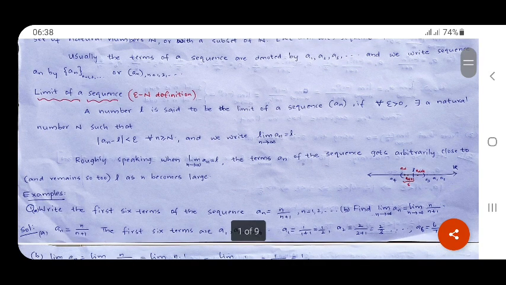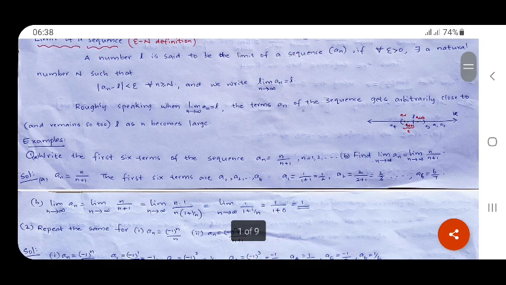An example of a sequence is 1, 2, 3, etc. It does not converge. If a sequence does not converge, we say that it diverges. So let us discuss certain examples. Write the first 6 terms of the sequence an equal to n over n plus 1, where n varies from 1 to infinity, and also find the limit of the sequence an as n tends to infinity.